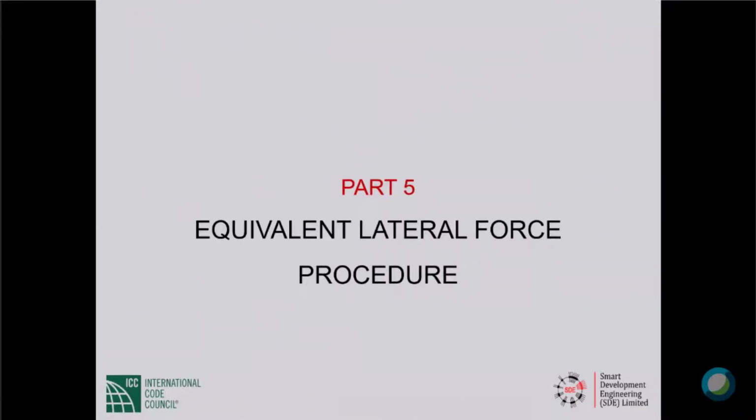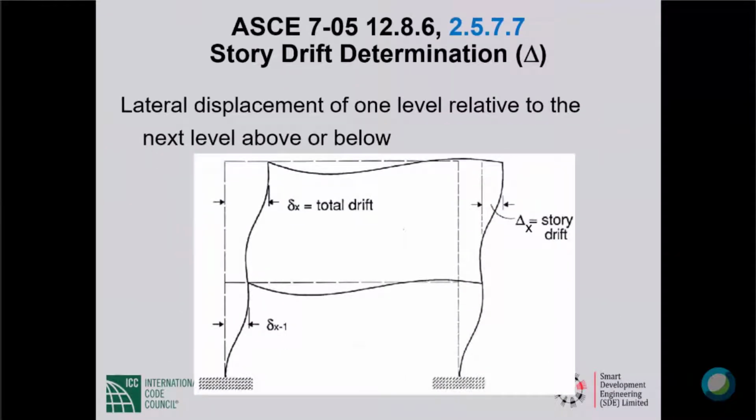So we were towards the end of our discussion of the equivalent lateral force procedure of BNBC 2020. The equivalent lateral force procedure is in section 2.5.7, which is in part 6, chapter 2 of the code. We will start with what is commonly referred to as drift check, which is an integral part of seismic design by ASCE 7-05 or BNBC 2020. The interstory drift has to be kept within tolerable limits.